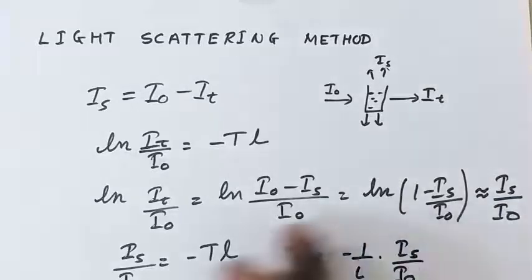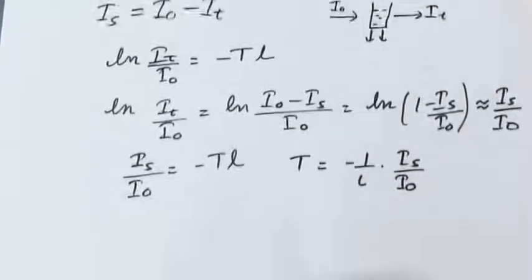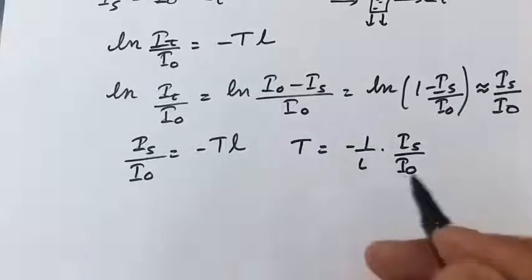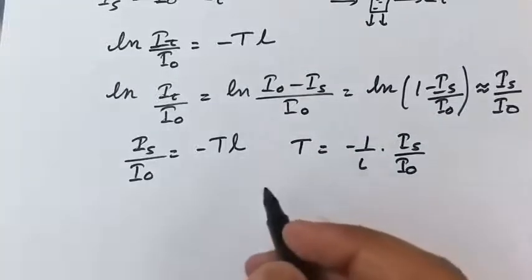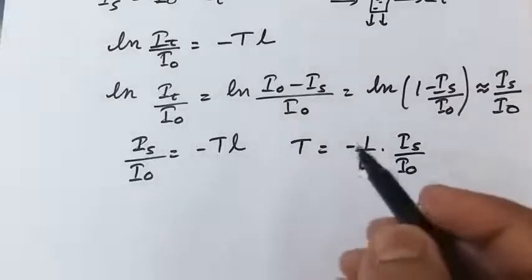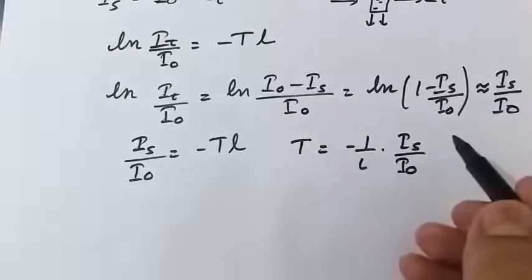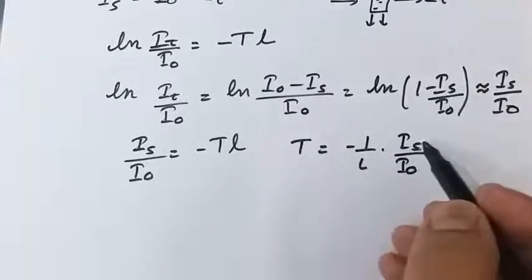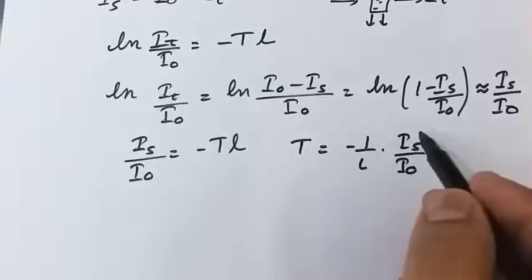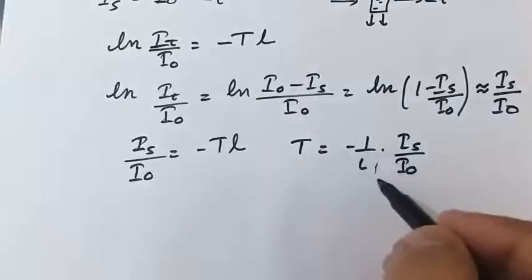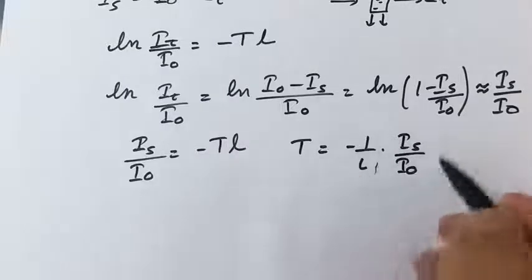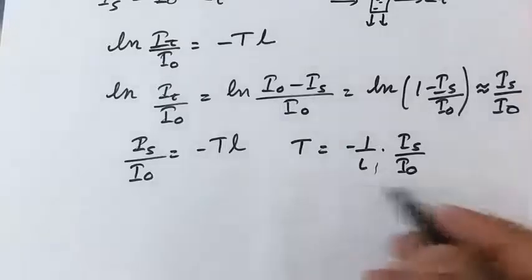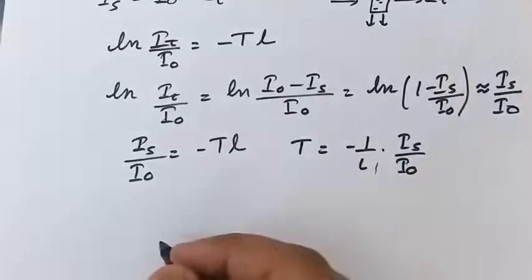So with the help of this relationship we can calculate the turbidity of the solution, and turbidity can be defined as the fraction of the scattered light per unit length of the solution, with respect to the amount of light that is passing. And it is given by this particular relationship.